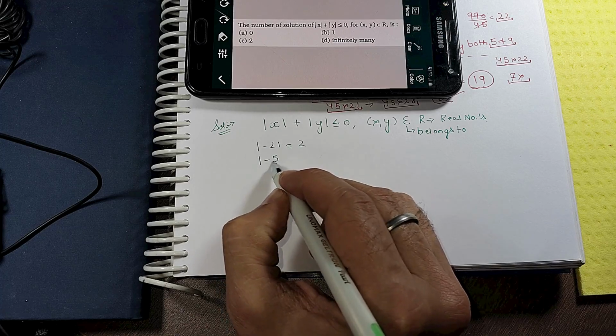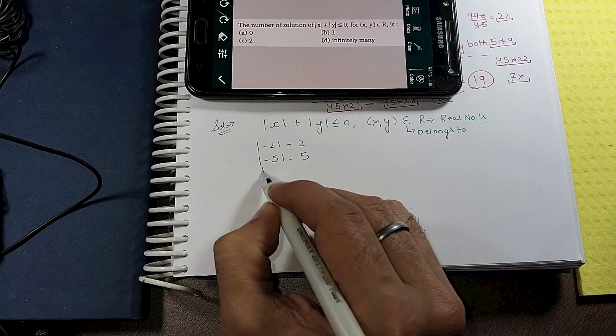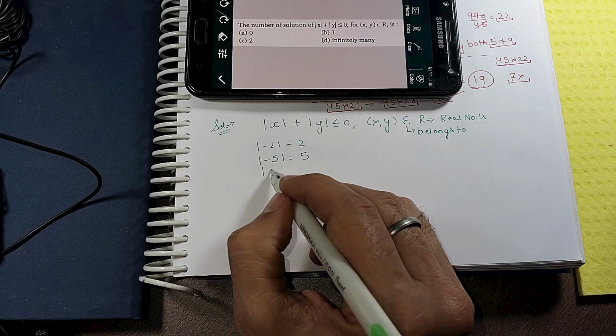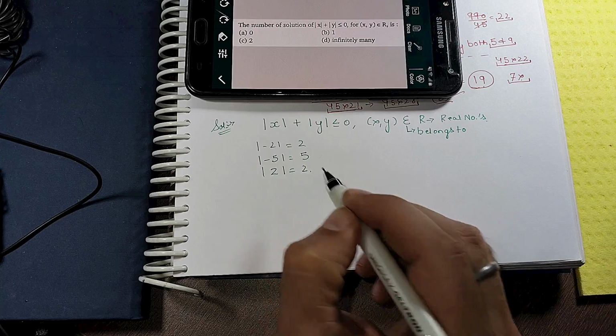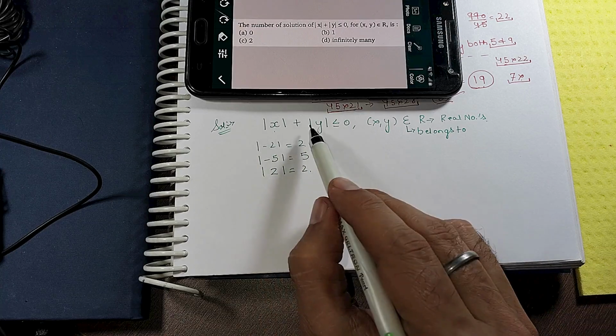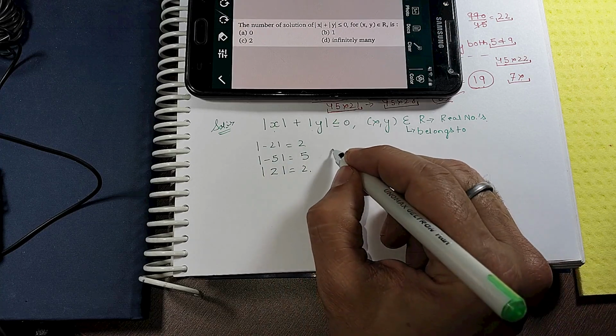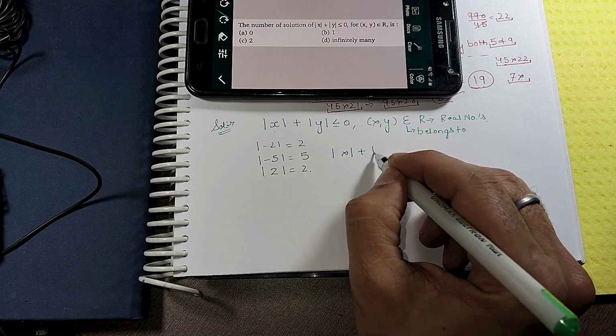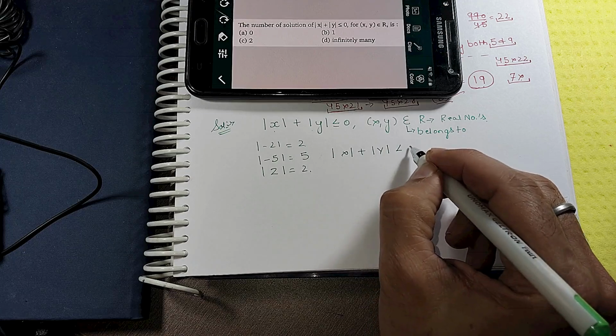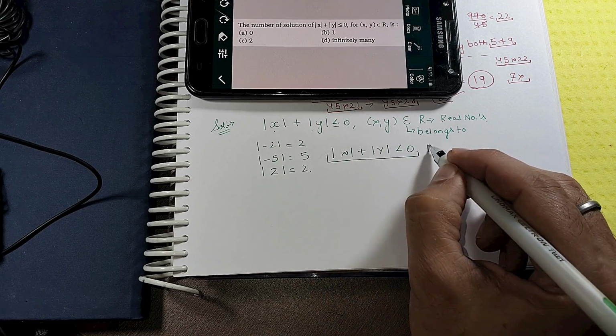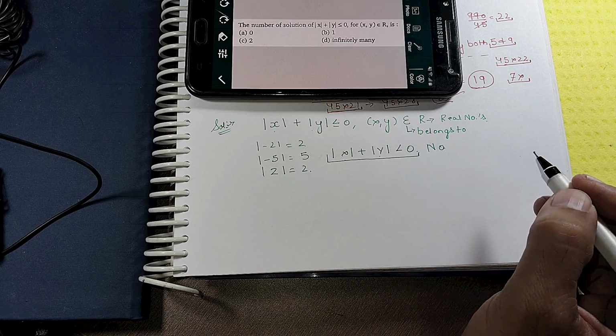Mod of minus 5 will result in 5, and mod of a positive number will always result in itself, let us suppose 2, so that will result in 2. Now we have been given that mod of x plus mod of y is less than or equal to 0. Now in any case, can it be possible that mod of x plus mod of y is less than 0?